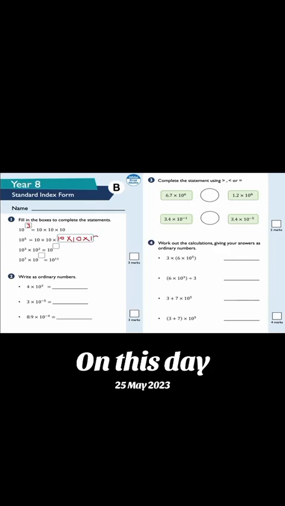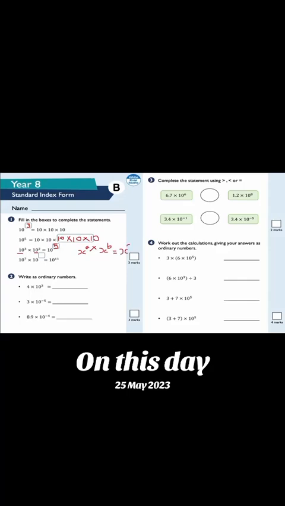Next one, 10 to the power of 3 times 10 squared. Now the laws of indices state that if I have the same base and I'm multiplying, I just add the powers. So 3 plus 2 is 5. Make a note of that guys. In general, x to the power of a times x to the power of b is x to the power of a plus b, provided that you have the same base.